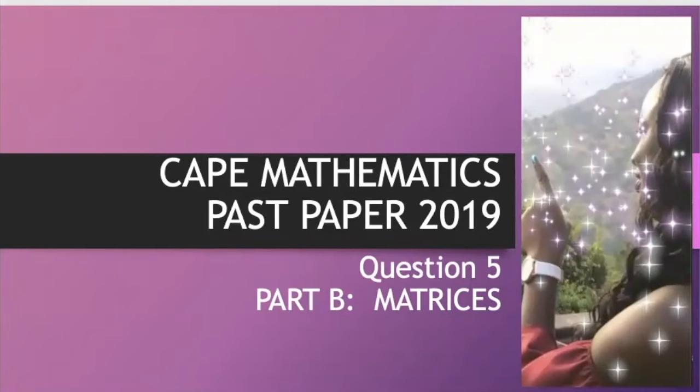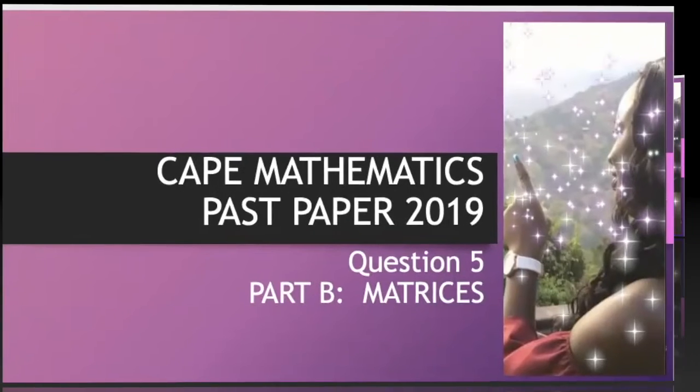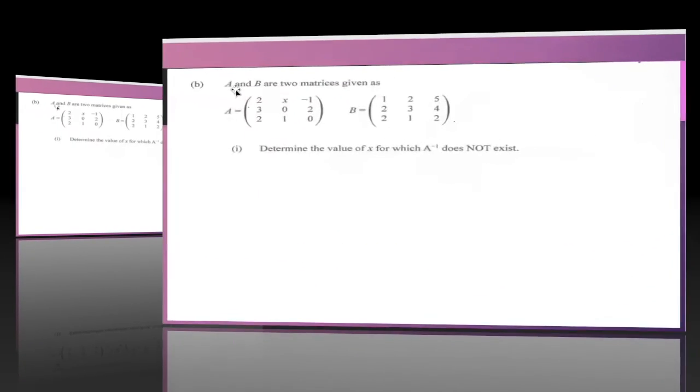Welcome back, guys. Today I'll be doing CAPE Mathematics Past Paper 2019, Question 5, Part B. It's a matrix question. Let's get started.